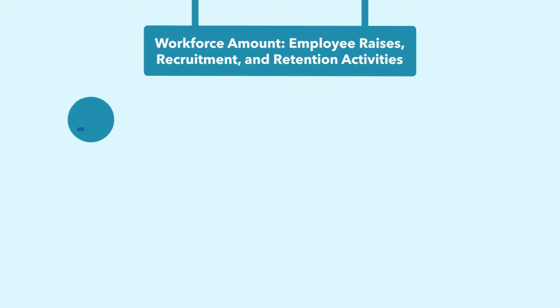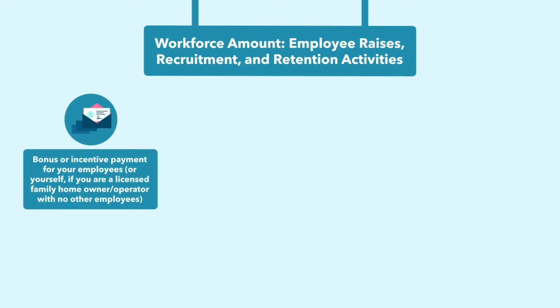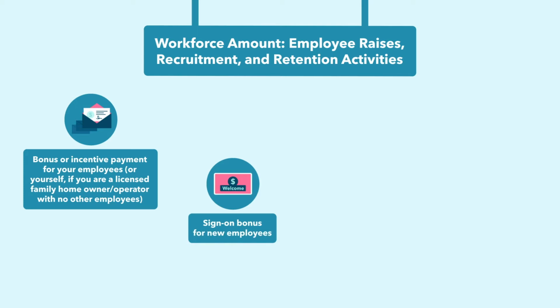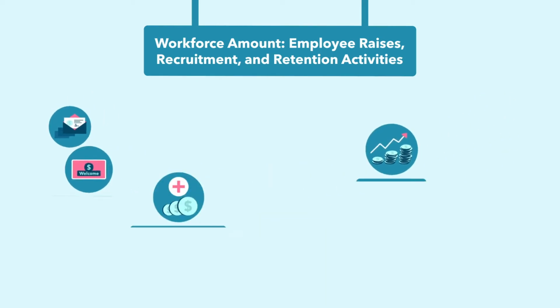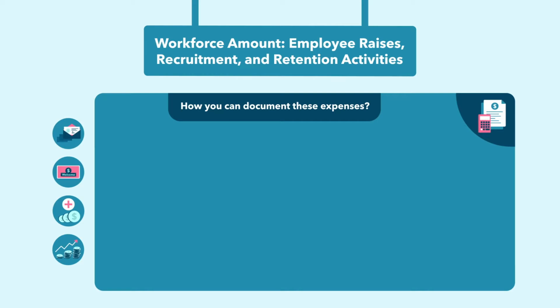Examples of these expenses include bonus or incentive payment for your employees, or yourself if you're a licensed family homeowner or operator with no other employees, sign-on bonus for new employees, employee healthcare premium or prepaid annual deductible, and wage increases. How can you document these expenses?